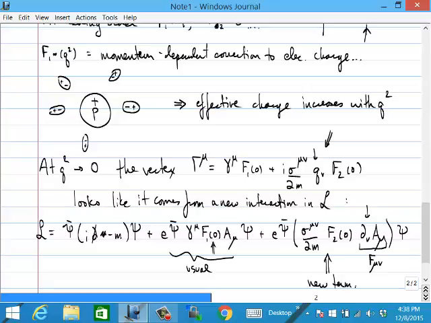And I'd like to spend a minute analyzing that in order to understand exactly what effect this term has on the equations of motion and on the dynamics of an electron. Before I do so, let me pause and see if there are any questions.